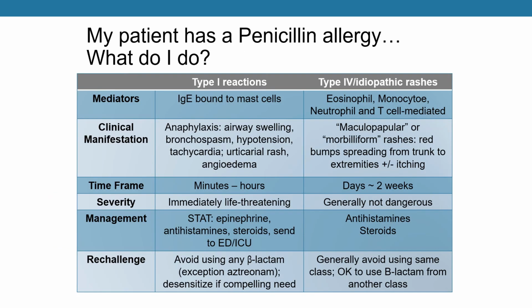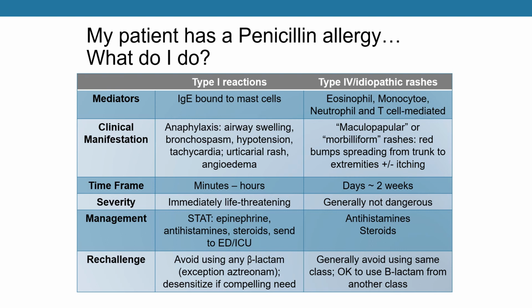There are many different types of allergic reactions, but the two we will touch on briefly today are type 1 and type 4. Type 1 reactions are generally the most concerning because they include anaphylactic reactions. These type 1 reactions typically occur within minutes to hours after a patient has taken the offending agent. Patients who do have a true anaphylactic reaction will need to avoid beta-lactams for the most part, excluding aztreonam, until their allergy can be further evaluated.